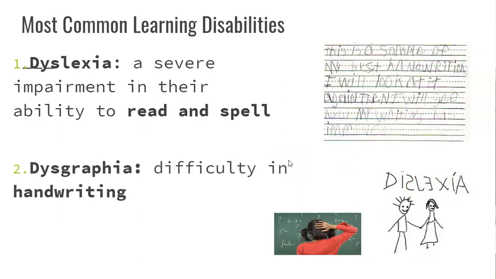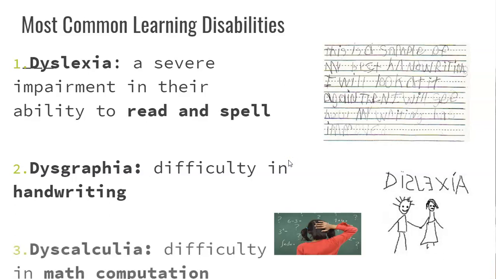There's another learning disability called dysgraphia, where you have difficulty with handwriting. So they may not have the fine motor skills to write. And so that's where dysgraphia would come in. And then you also have dyscalculia, and that is when children have difficulty with computing math.